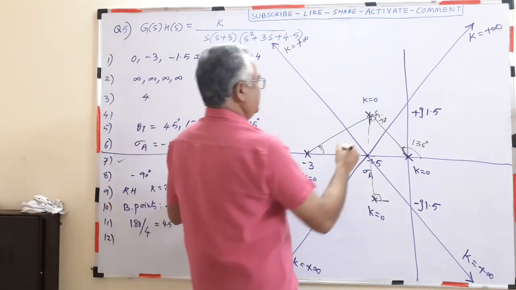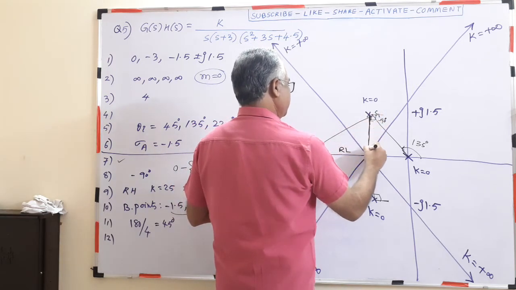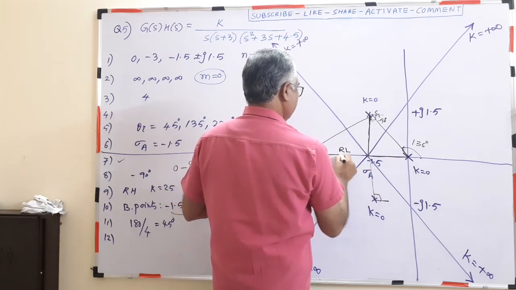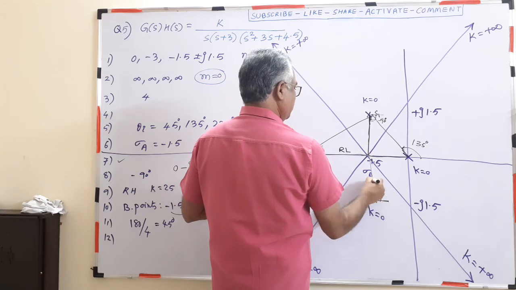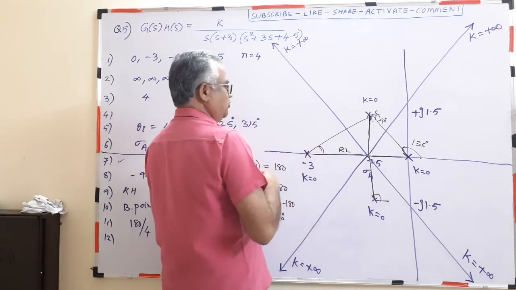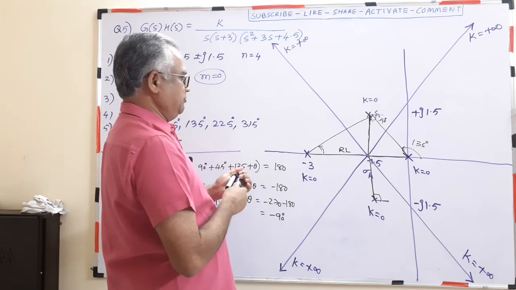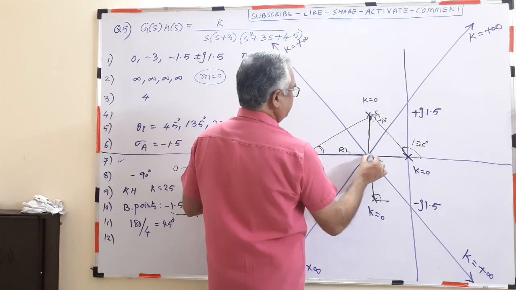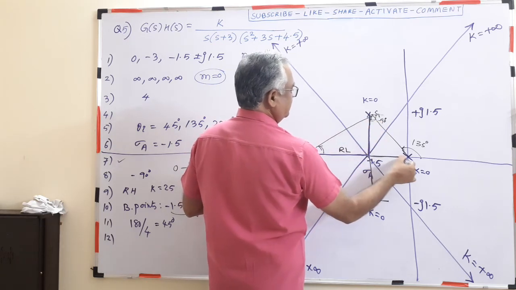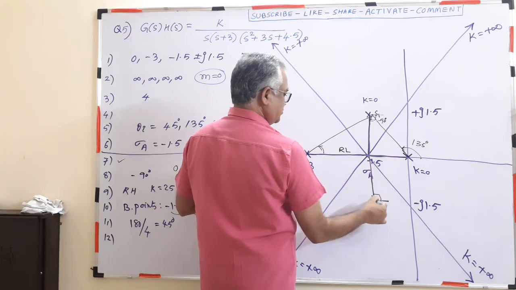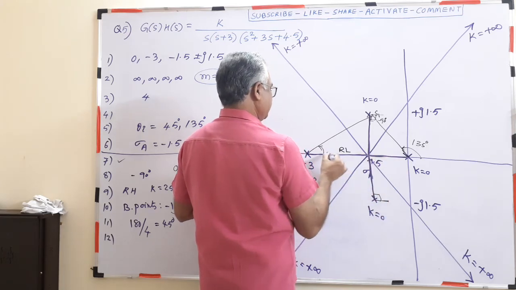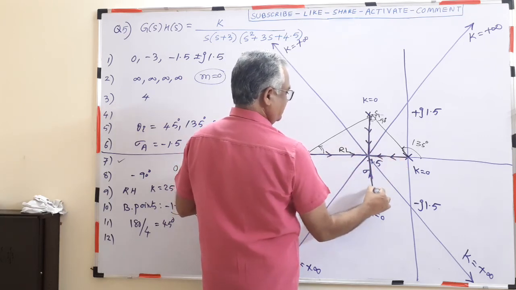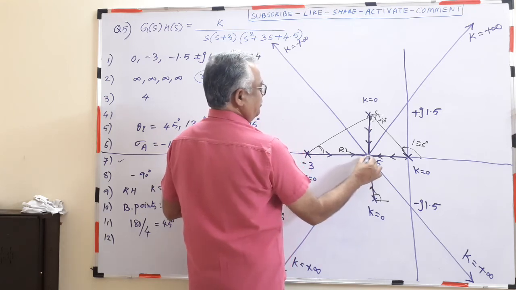That means this will come this side, this will come this side, this will come this side, this will go this side. So all are going in the same direction, I mean all going towards this. So this root locus going this side, this is going this side, this is going this side. So all are meeting at the same point.